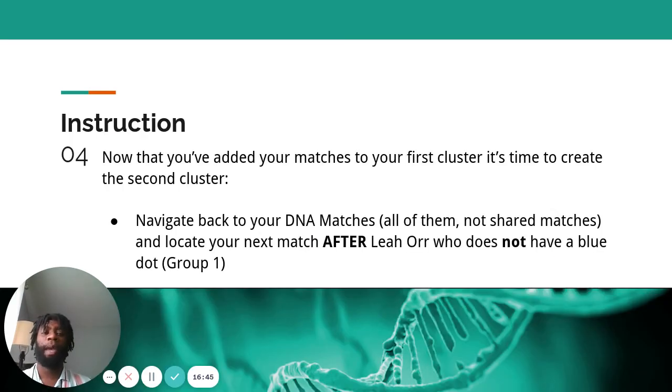So now that you've added those matches, it's time to identify and add your second cluster. So what we're going to do is go back to your DNA match list, the list of all of your matches, so not the shared list we were just viewing, and you'll locate the next match after Leah Orr, who does not have a blue dot. So we're still looking in that range between 400 and 90 cm, and we've already added Leah to group one. So we're looking for the first match after Leah who is not in a group.